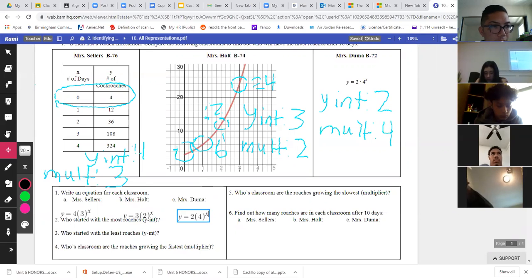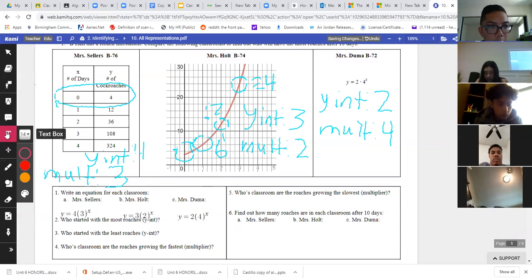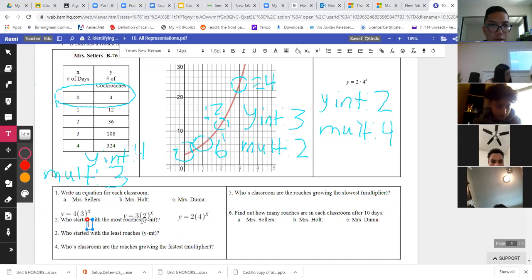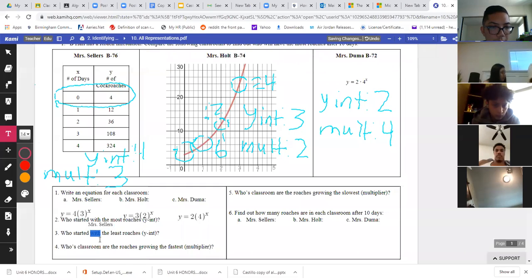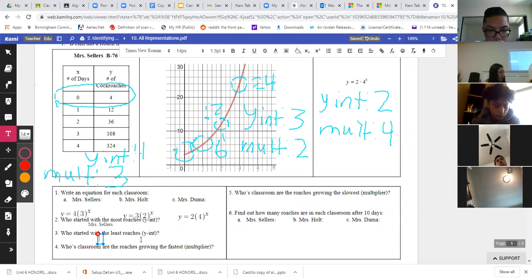So we could easily answer number 2 here. Once again, if you're using Kami, you could just use the text box here. So for number 2, who started with the most roaches? Remember, the starting value is always your y-intercept. So Mrs. Sellers started with 4, Miss Holt started with 3, and Mrs. Duma started with 2. So the person who started with the most roaches would be Mrs. Sellers. And then who started with the least number of roaches? That would be Mrs. Duma, because she only started with 2.